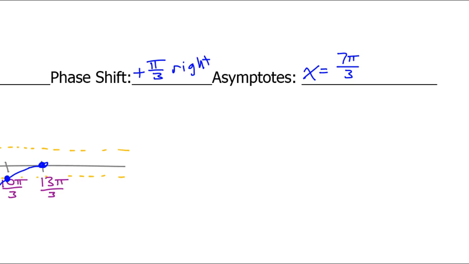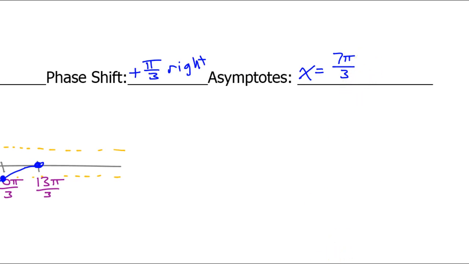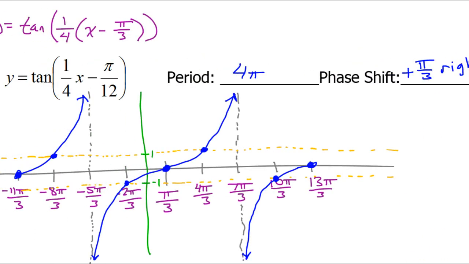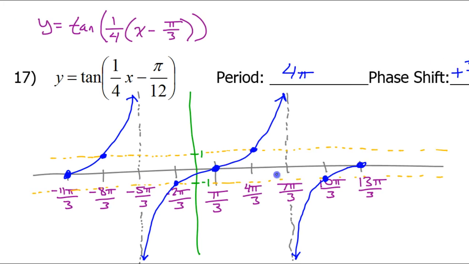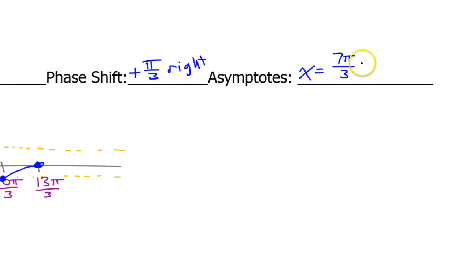Now, I'm going to either add a full period or a half of a period for these asymptotes. When it comes to the tangent function, I notice that these asymptotes are a full period apart. I have to go 4 whole spaces from one asymptote to the next. So I'm adding a full period. Remember the period is 4 pi. So I would need to take this starting asymptote and add a full period of 4 pi.